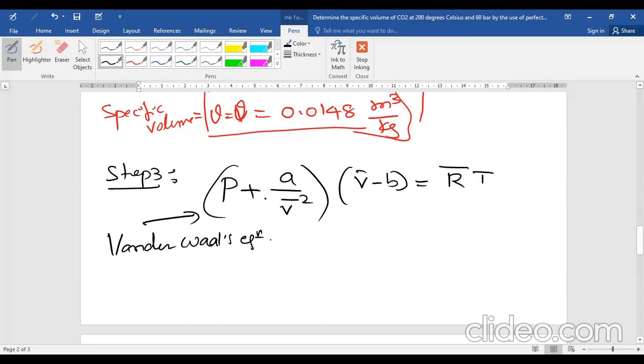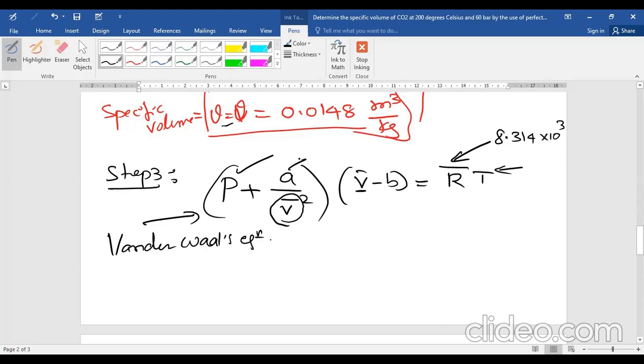Here you need to remember one important parameter: V bar is molar volume. R bar is the gas constant, that is the universal gas constant, 8.314 into 10 to the power of 3. T is temperature. My dear students, P is given in the numerical, and he has asked us to calculate specific volume. That we will calculate.